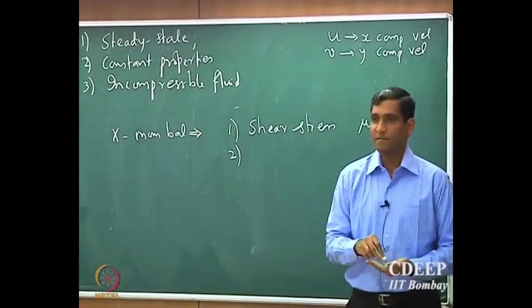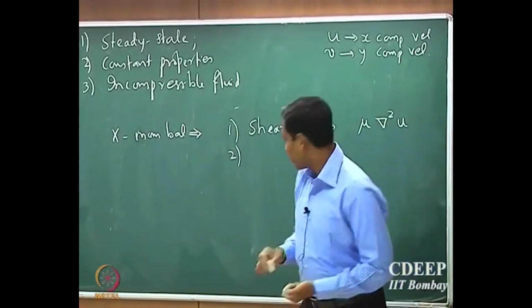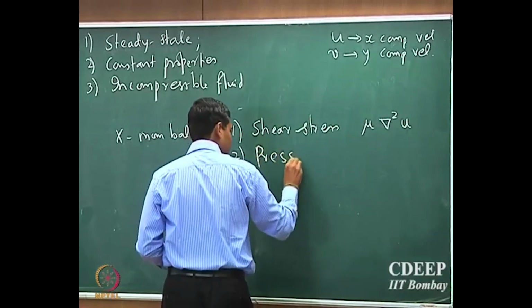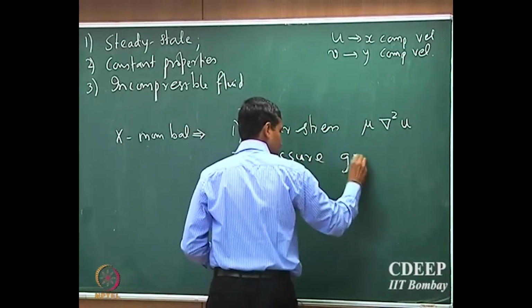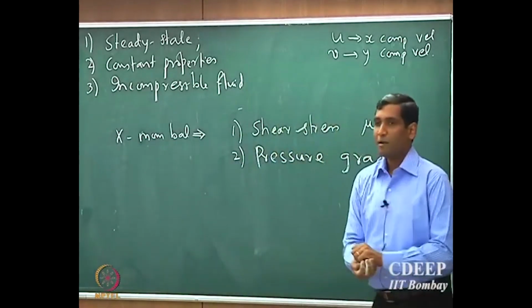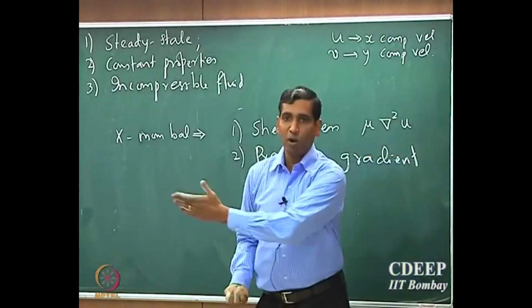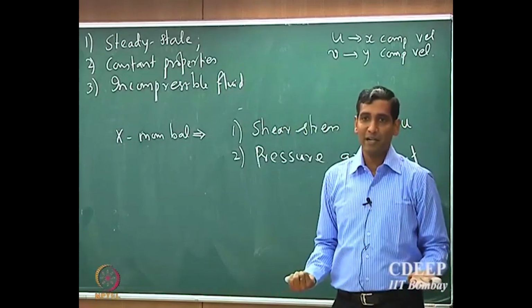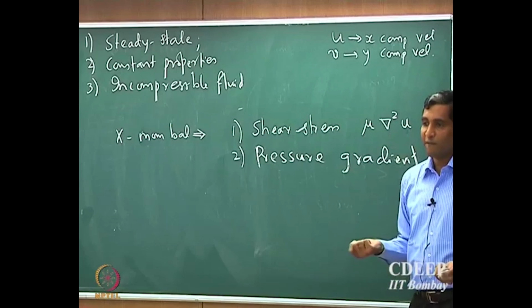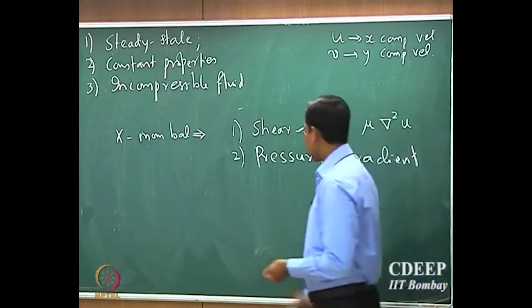What else? Pressure gradient, okay, because it is a forced system. You are pumping the fluid to flow past the object, so there has to be a pressure gradient, otherwise there is no flow, right. So if the pressure gradient is 0, there is no flow, okay. What else?